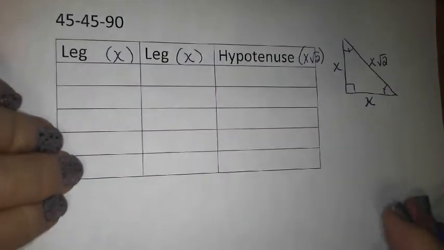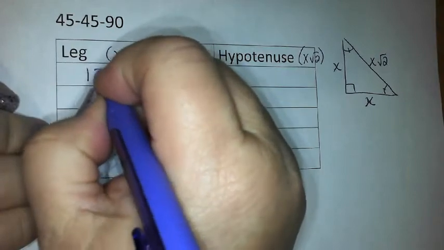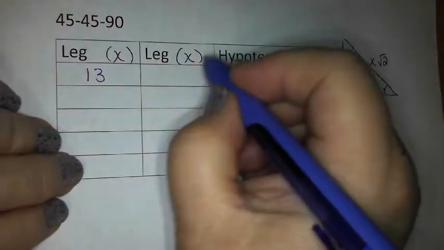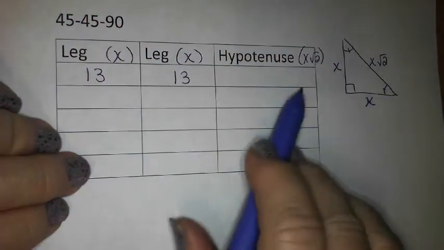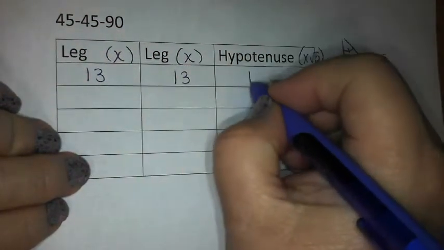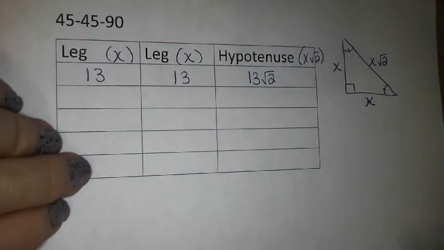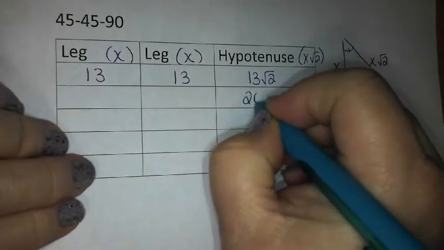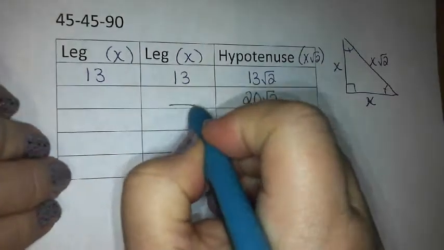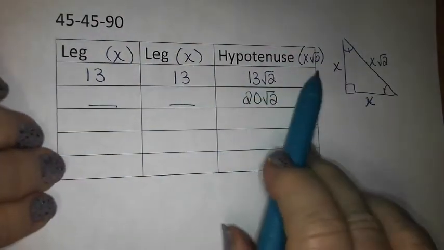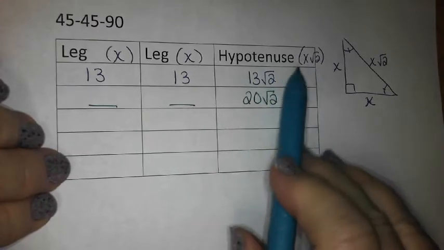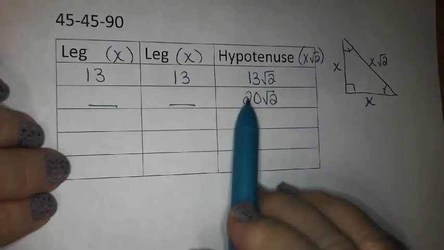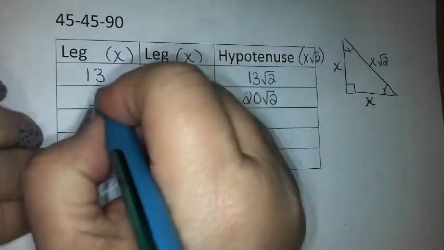So it's pretty easy. If I tell you one of the legs is 13, you would tell me, well, the other leg must be 13. And according to my rule here, the hypotenuse would be 13 root 2. So that's the simplest one. What if I gave you the hypotenuse was 20 root 2 and you had to tell me the legs? Well, according to our rule, if the hypotenuse is 20 root 2, the x part of that is the 20, so the legs would both be 20.